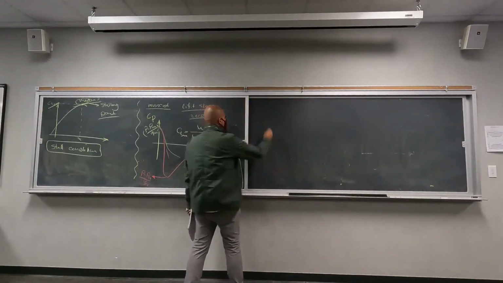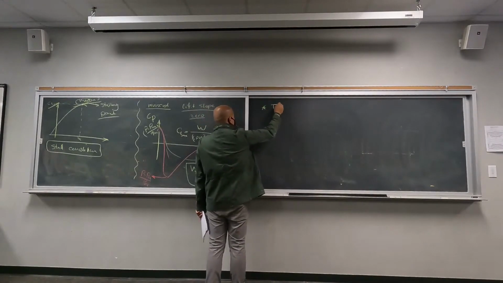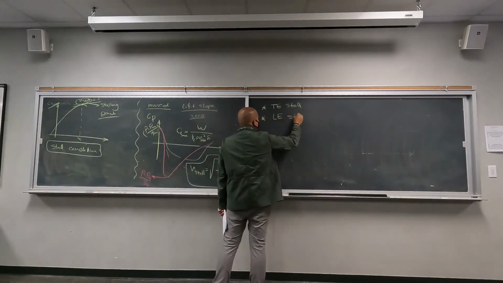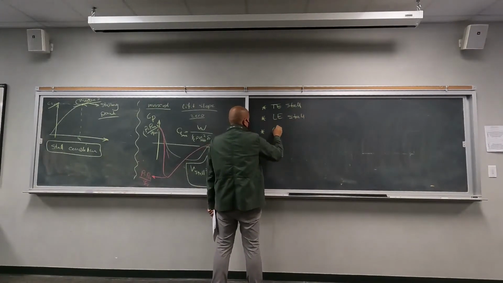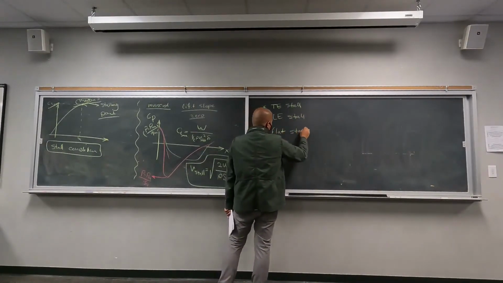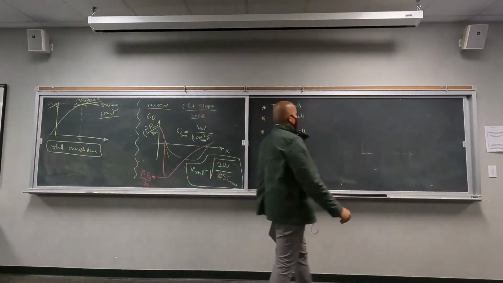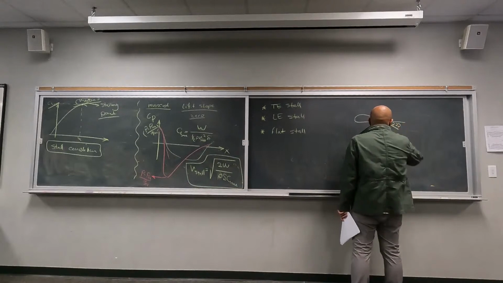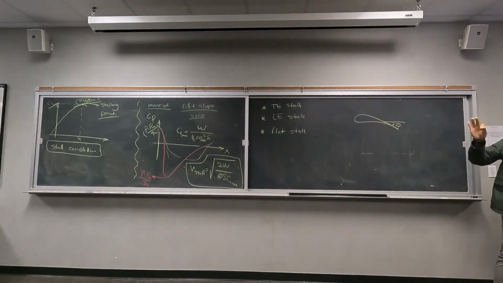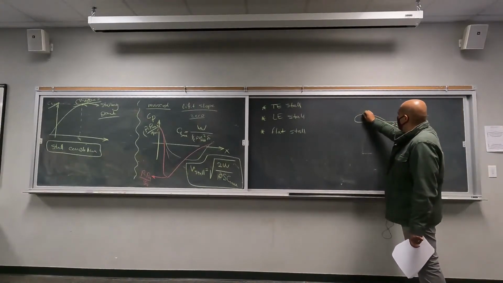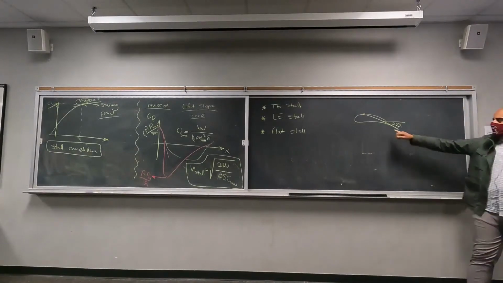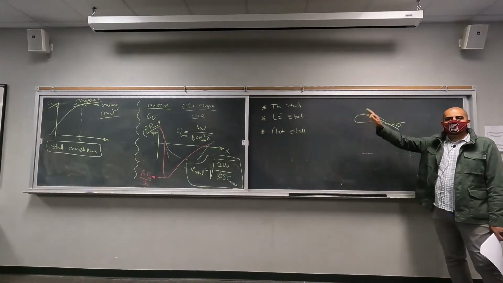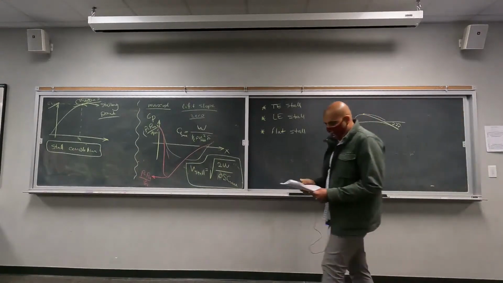There are 3 different types of stall: trailing edge stall, leading edge stall, and flat plate stall. Trailing edge stall is the stalling condition when your flow separation starts from the trailing edge, right? The separation point starts from the trailing edge, then it will move toward the leading edge as you increase the angle of attack. That will be your trailing edge stall. Okay?